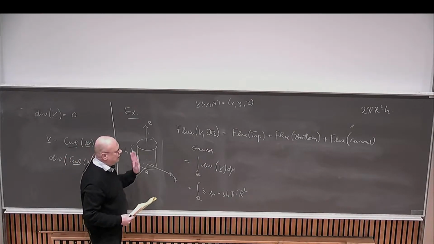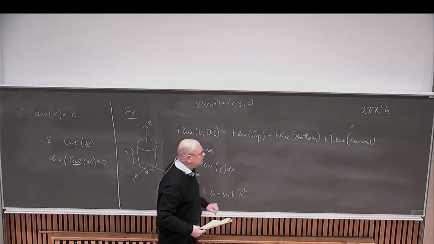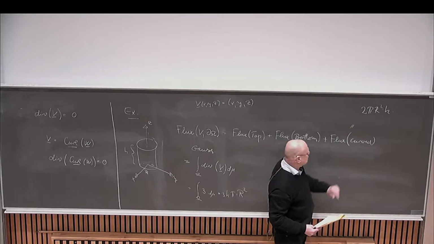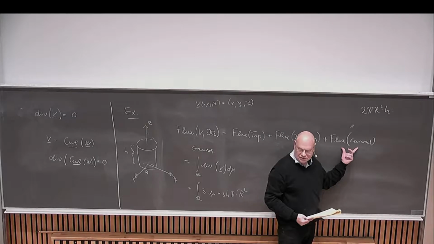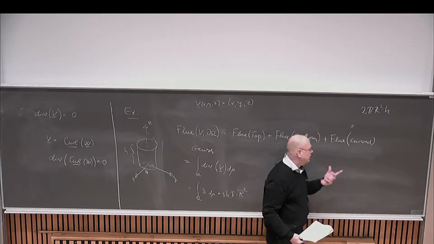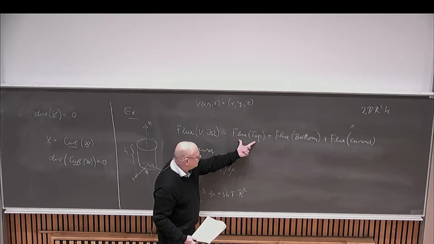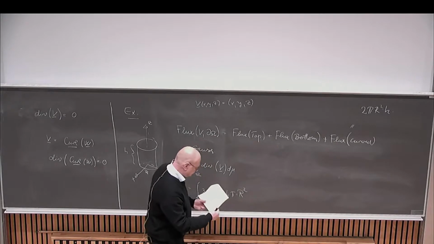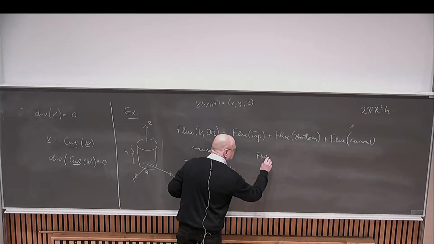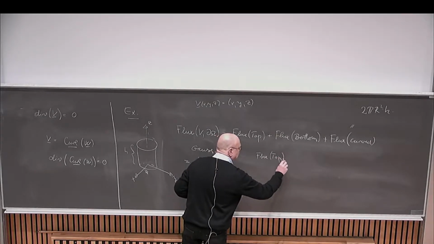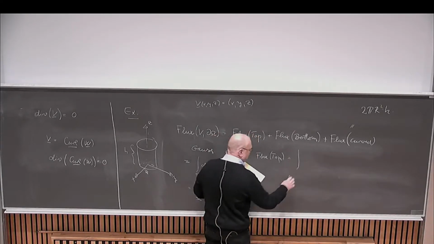Okay. In this equation, I have this side here, which is 3 times this one, and then I have the flux through the curved surface, which I'm interested in computing by this method. So what I need is to compute the flux through the top surface and through the bottom surface. Let me start by computing the flux through the top.